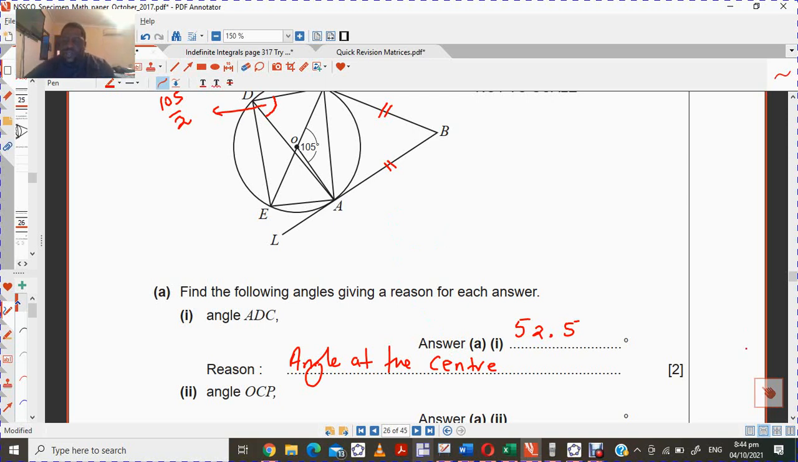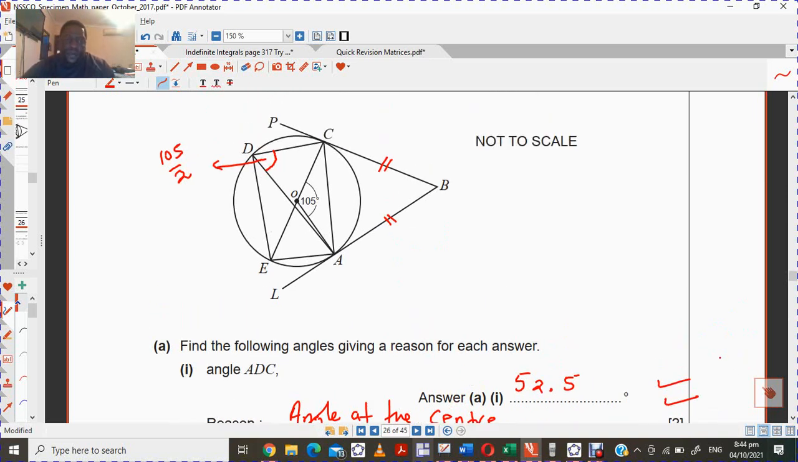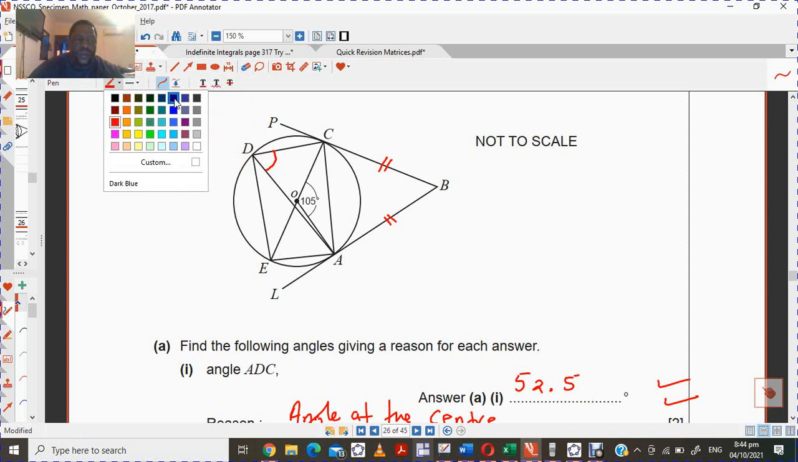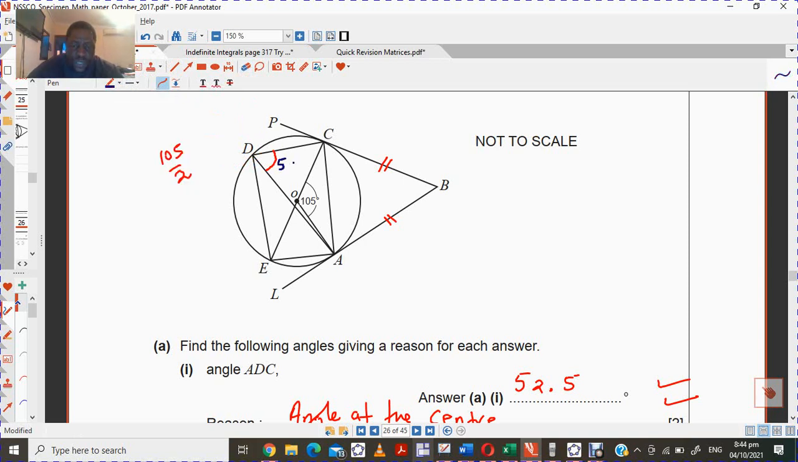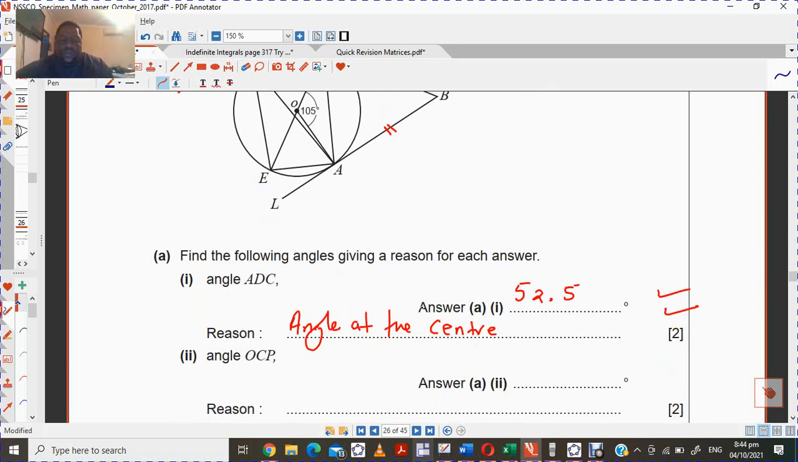Okay, so I'm just going to leave it as angle at the center theorem, but you can write it out if you want to. So let me go ahead then, and I'll just put in the values that I have so that it's a bit easier for me to work on the diagram. So that is 52.5, this angle there.